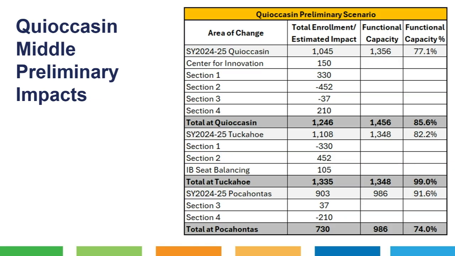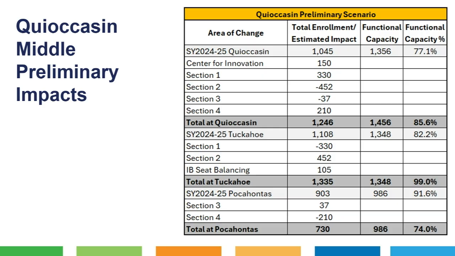This chart shows the net changes in enrollment and functional capacity for this scenario. Again, each school will have students rezoned in and out. This consolidates feeder patterns by reducing the number of feeder patterns into Quioccasin from 7 elementary schools, with Skipwith and Colonial Trail being removed and Mayberry added. It also moves the entirety of Carver Elementary into Quioccasin zone, reunifying that feeder pattern under one middle school.